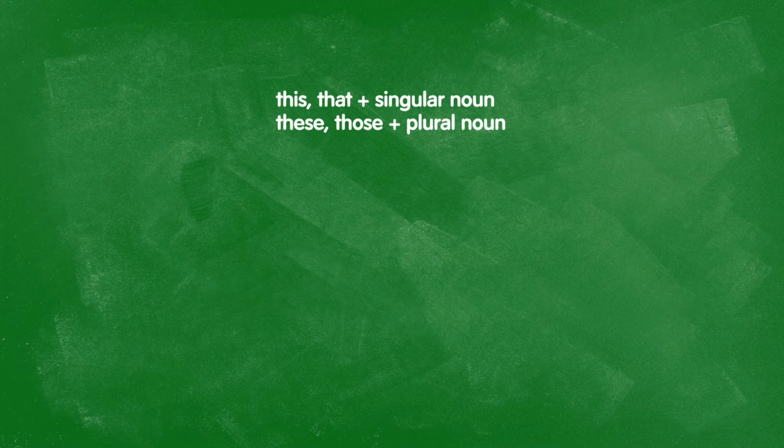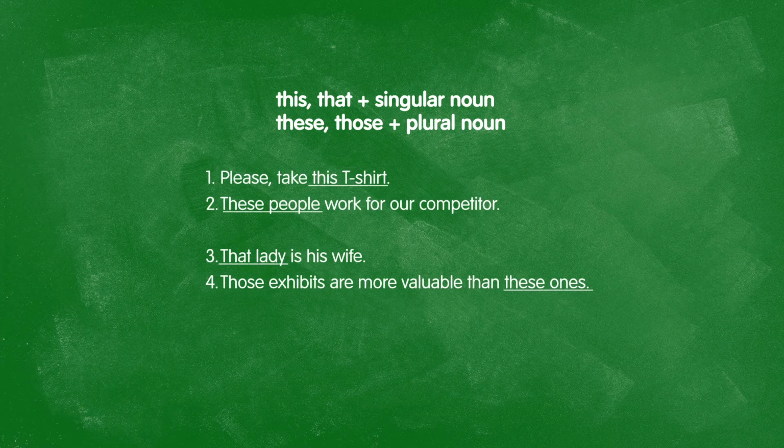And as I previously mentioned, this and that are the singular forms, so you will use them with a singular noun after them. Likewise, these and those are the plural forms, so they will require a plural noun afterwards. And let's look at some examples of all of these together. First, please take this t-shirt. I'm only handing you one, so I say this t-shirt.